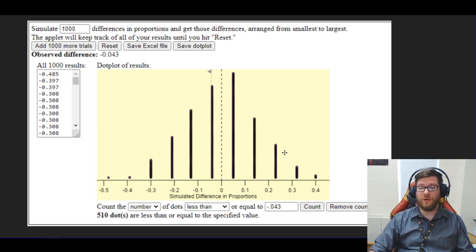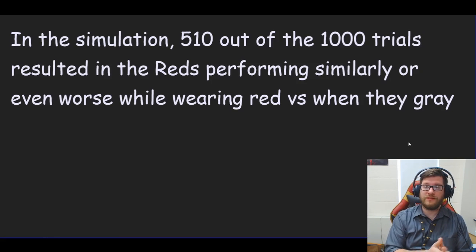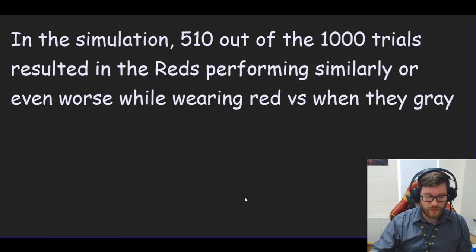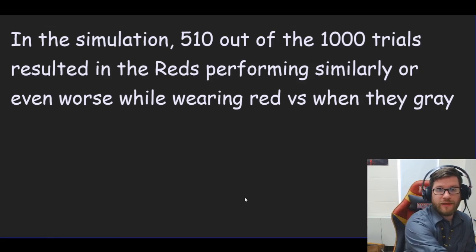So what does this mean? All right, this is where the p-value comes in. In this simulation, we have 510 out of the 1,000 trials that resulted with the Reds performing similarly or even worse while wearing red versus when they wear gray. So this means it's time to calculate a p-value.